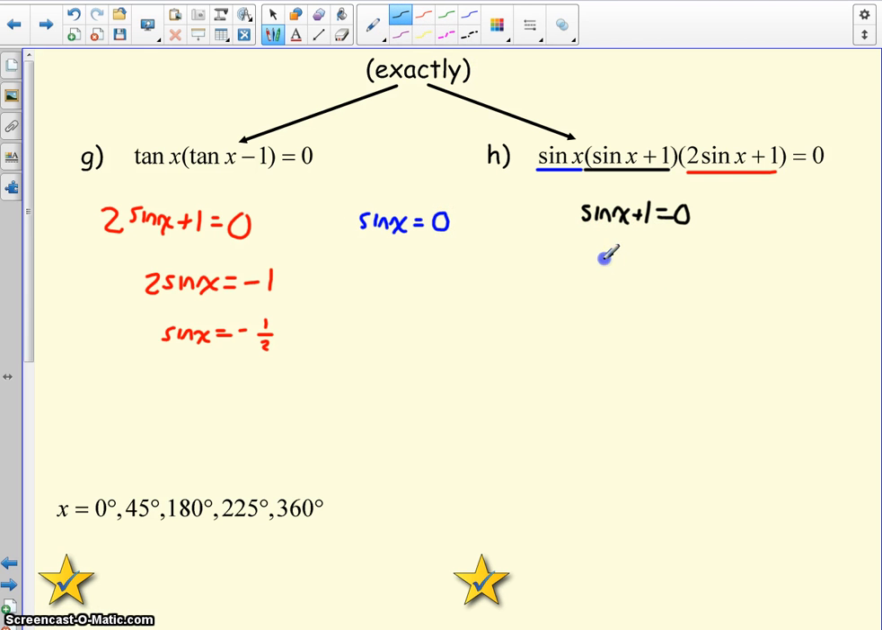And here we're going to get sine x equals negative 1. And again, I want you to try and solve for that one. So take a few minutes and think about it and see what you can come up with. And again, push play and you're ready to go through the answers.